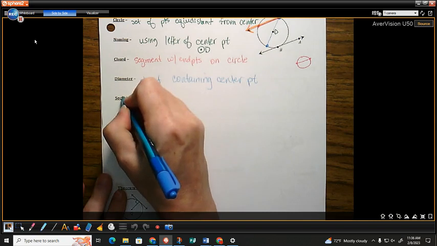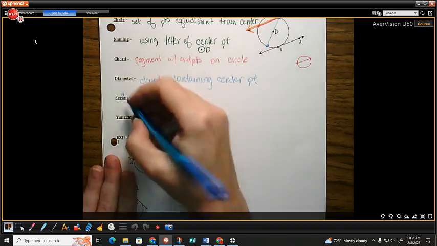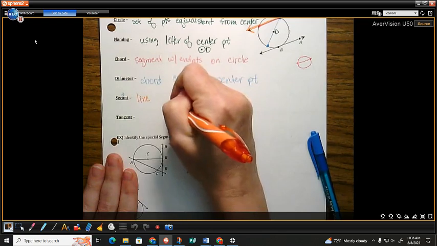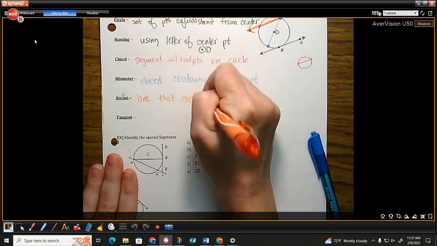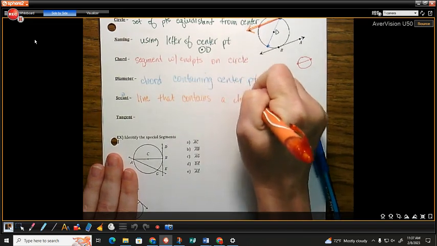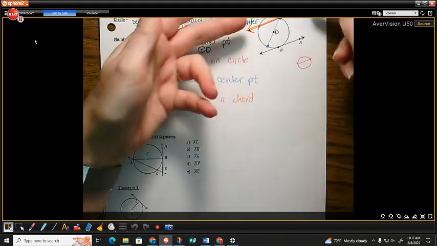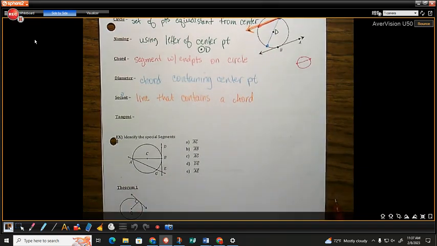So a secant, okay? A secant is a line that contains a chord. But the secant goes further than a chord does. A secant sticks out outside of the chord in one direction or the other. So here's my orange secant, but it contains the red chord that we were talking about back at the beginning. And that's okay. All right?